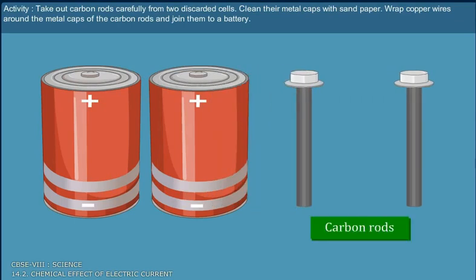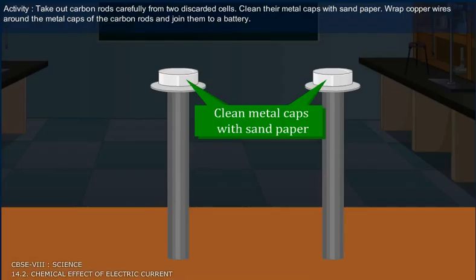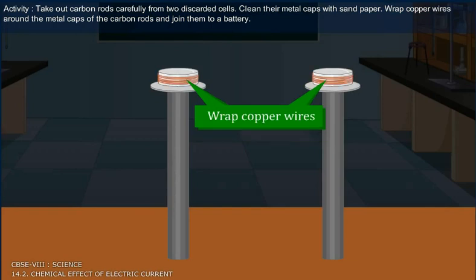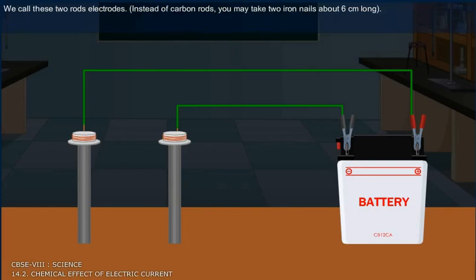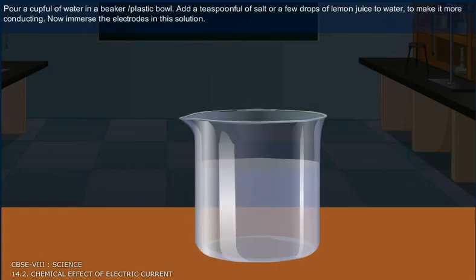Activity. Take out carbon rods carefully from 2 discarded cells. Clean their metal caps with sandpaper. Wrap copper wires around the metal caps of the carbon rods and join them into a battery. We call these 2 rods electrodes. Instead of carbon rods, you may take 2 iron nails about 6 cm long.